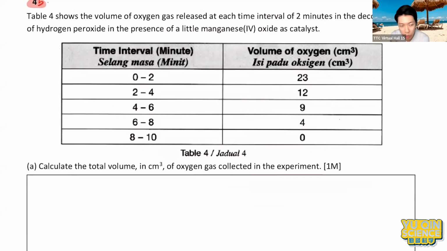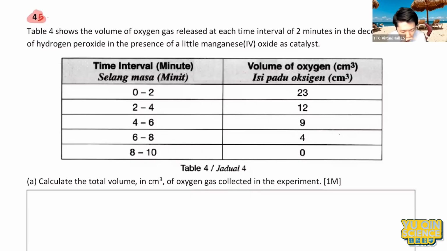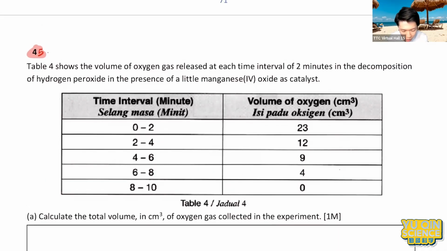Okay, question 45, page 72. Rate of reaction. What's happening? Table 4 shows the volume of oxygen gas released at each time interval of 2 minutes in the decomposition of hydrogen peroxide in the presence of a little manganese oxide as catalyst. Okay, so we have this thing called hydrogen peroxide, and with the presence of catalyst, it decomposes and it releases oxygen. Even if you don't know what this experiment is about, doesn't matter.